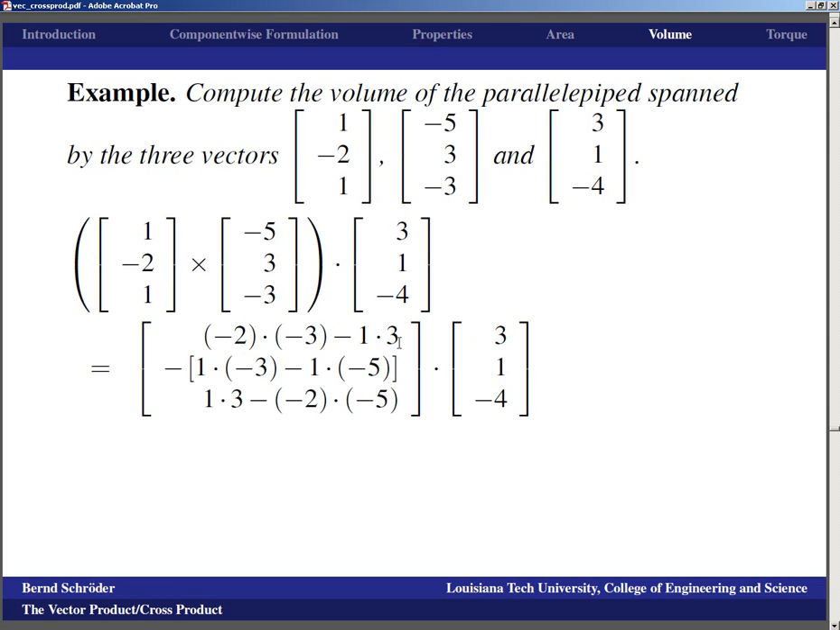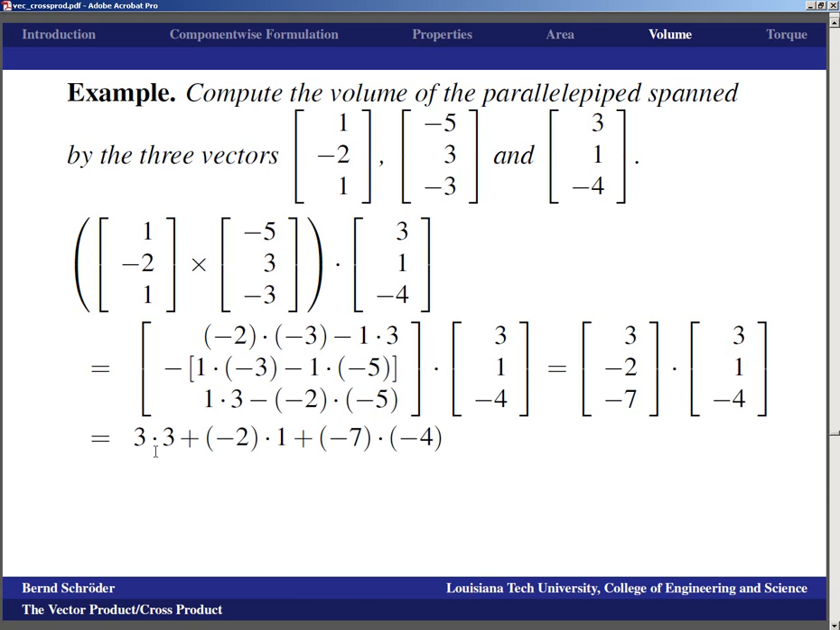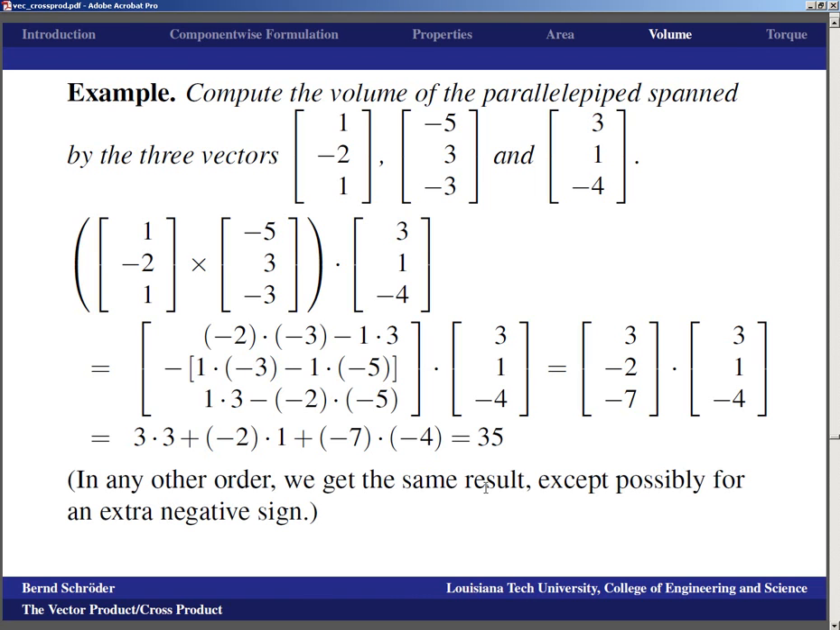This is 6 minus 3, which is 3. This one here is -3 minus -5, which is 2, and with the extra negative sign giving us -2. And 3 minus 10 is -7. We keep the dot product here, and now this is 9 minus 2 plus 28, or 3 times 3 plus -2 times 1 plus -7 times -4. Okay, so 9 minus 2 is 7 plus 28 gives us 35, and that is the volume.